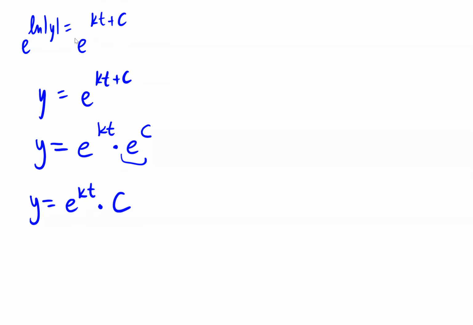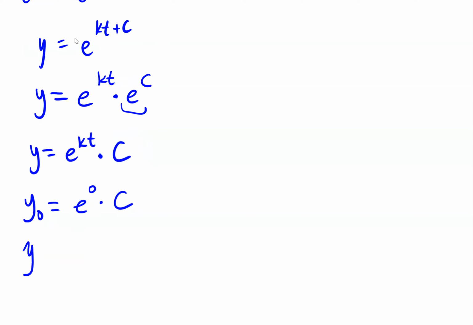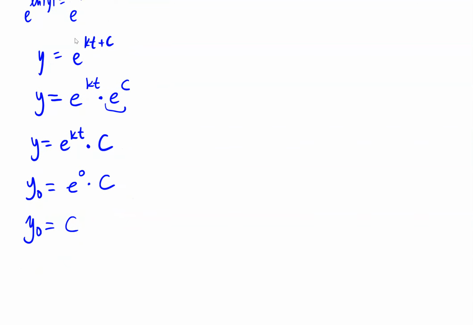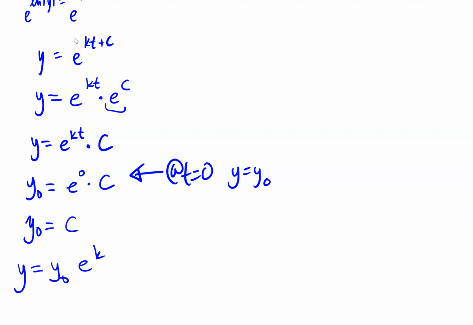So when our time is equal to 0, y naught is going to be e to the 0 times c. So therefore, our y naught value is our constant. This is at time equals 0, y is equal to y naught, that's our initial amount. So this is how we get y is equal to y naught e to the kt. We just derived it.